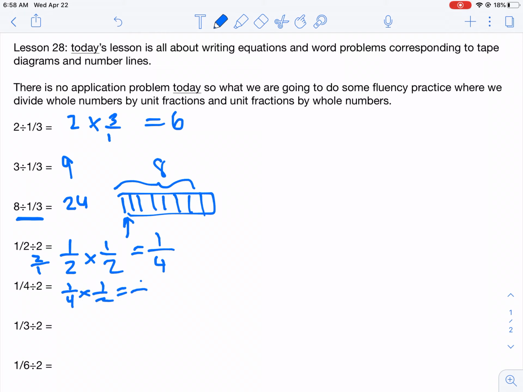which equals 1/8. 1/3 divided by 2 is 1/3 times 1/2, which equals 1/6. And the last one, 1/6 divided by 2 is the same thing as 1/6 times 1/2, because that's the reciprocal of 2, which equals 1/12.